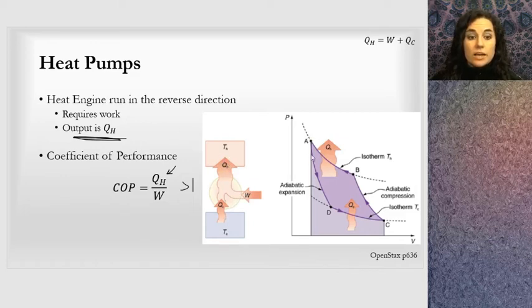The PV diagram shows us the direction of this process, and notice it's the reverse from the prior slide. We have cold heat coming in. There's some work here that goes into having Q hot come out.